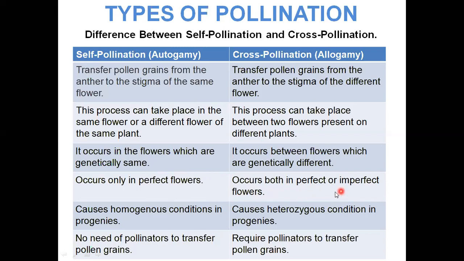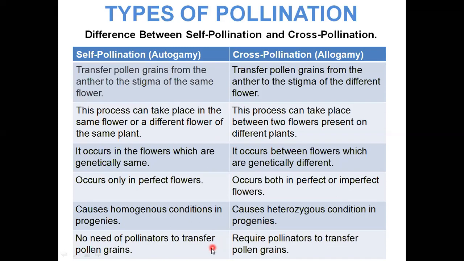Cross-pollination occurs in perfect or imperfect flowers, meaning perfect flowers have all four parts of the flower, and imperfect flowers lack some part of the flower, like sepal, petal, androecium or female reproductive part. Self-pollination causes a homogeneous condition in progeny, meaning the progeny will be homogeneous, while here the progeny will be heterogeneous.